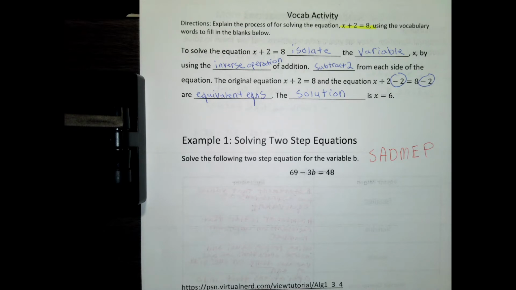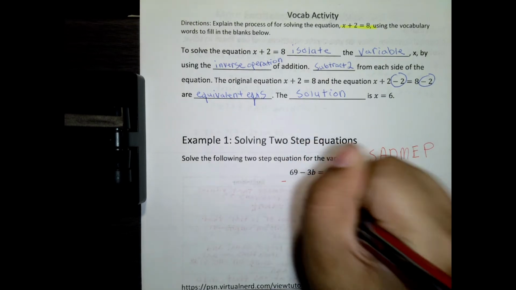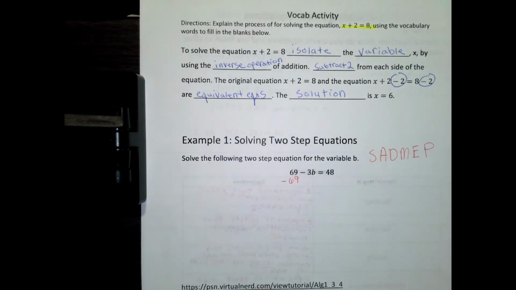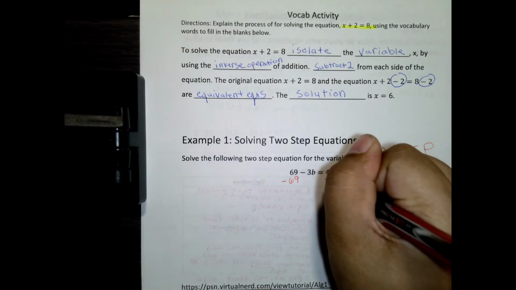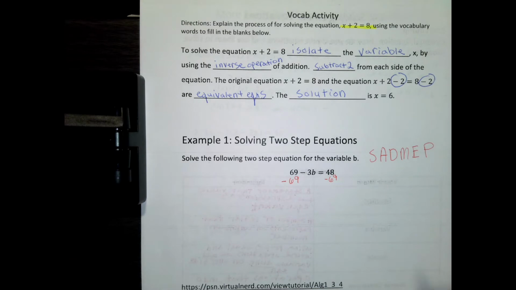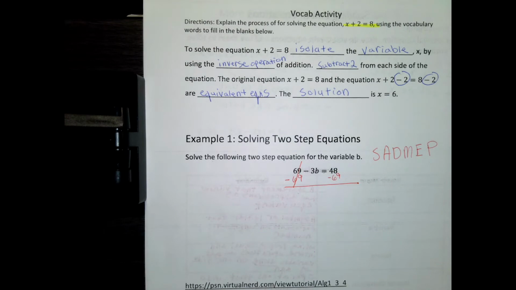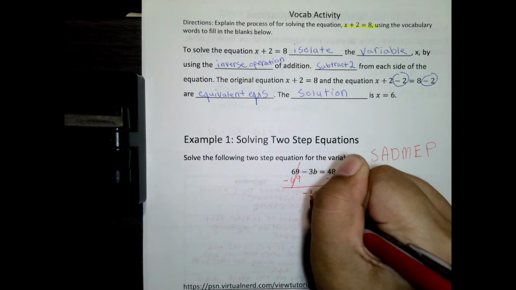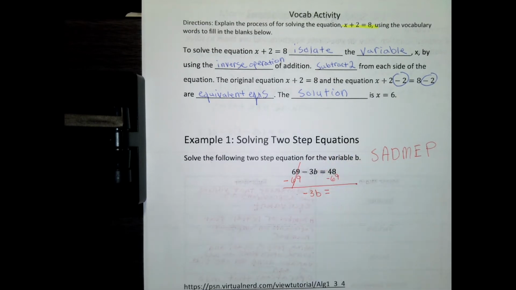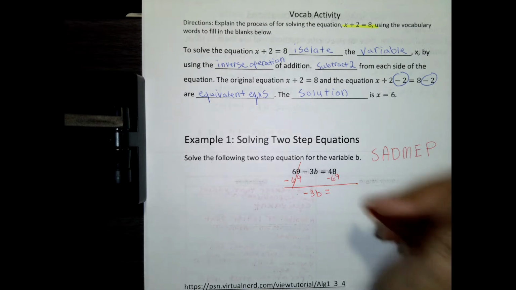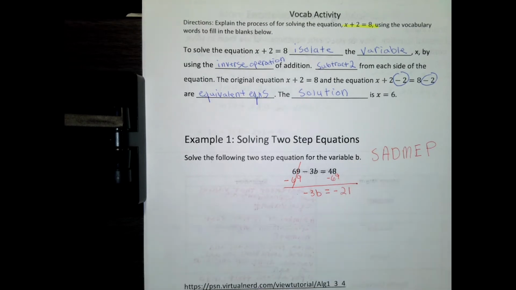Well, since 69 is being added, what's the inverse? What's the opposite? How do we make no 69s on this side? Well, we would subtract. So, we're going to subtract 69. But what we do to one side, we have to do to the other. So, we're going to subtract 69 on this side too. Because if we don't subtract it on both, it's no longer equal. When we subtract 69 here, it goes away. I like to put a little slash through it to remind me, hey, bye-bye, you're going away. Bring down the -3b, because we didn't use that. And so we have 48 minus 69, which gives us a -21.